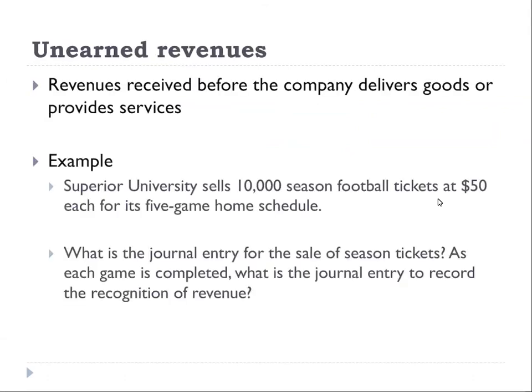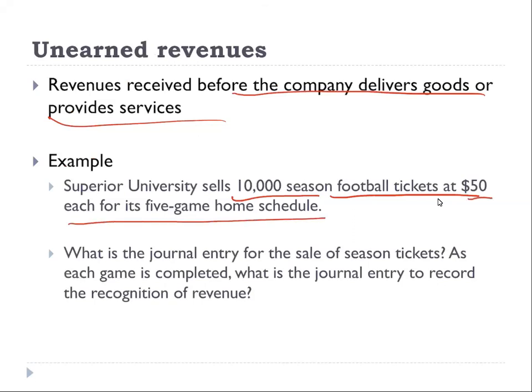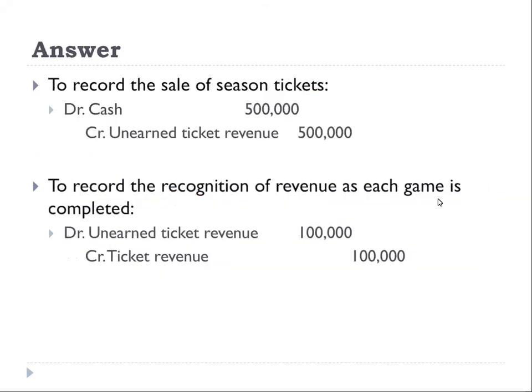Earned revenue. So we have talked about this before. Those are revenues received before the company delivers goods or provides service. And the example is the university sells 10,000 season football tickets at $50 each for its 5-game home schedule. And the home schedule, the games haven't been played yet. What is the journal entry for sale of the season ticket? So the journal entry is to debit cash, credit earned ticket revenue. So this is $50 each multiplied by 10,000 tickets.